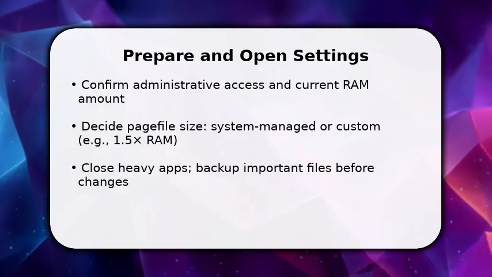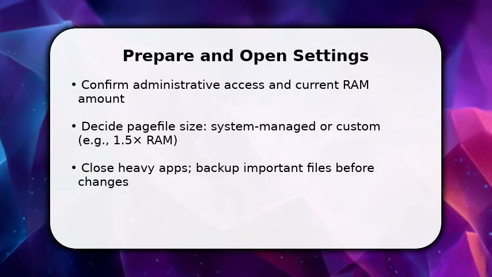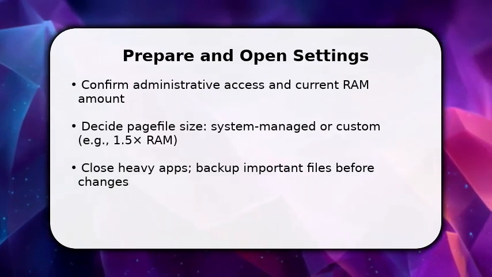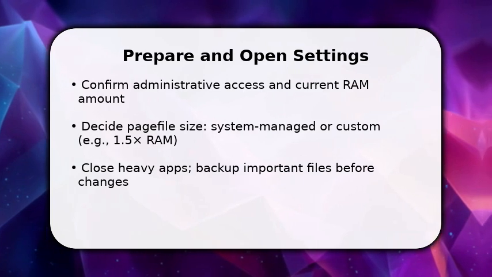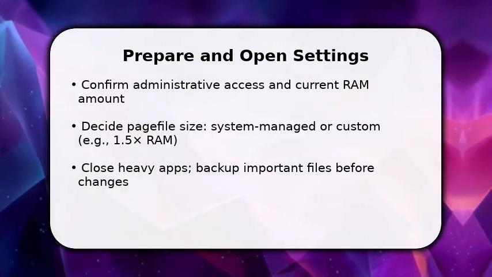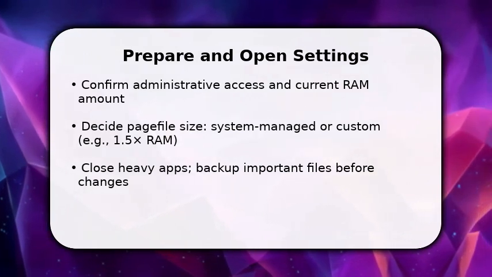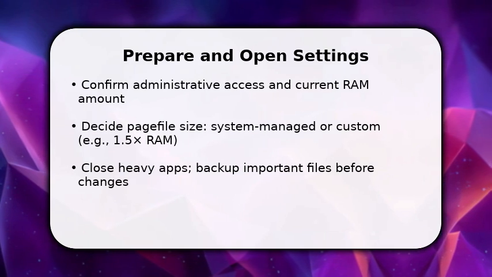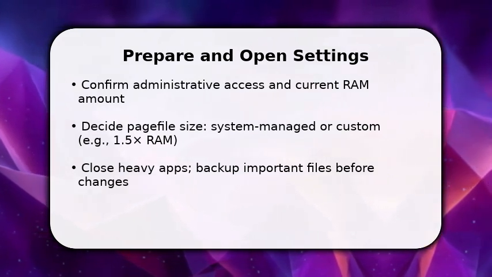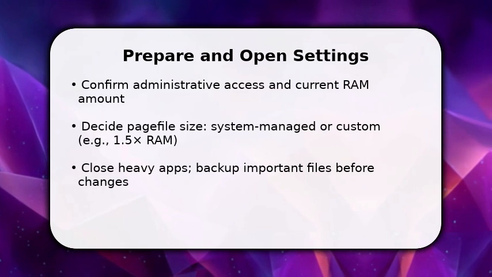You start by making sure you have admin rights and know your installed RAM. This matters because virtual memory ties to physical capacity. Once done, close large applications to avoid conflicts. Open System Settings, right-click This PC, Properties, Advanced System Settings, Performance Settings, Advanced tab, Virtual Memory Change.